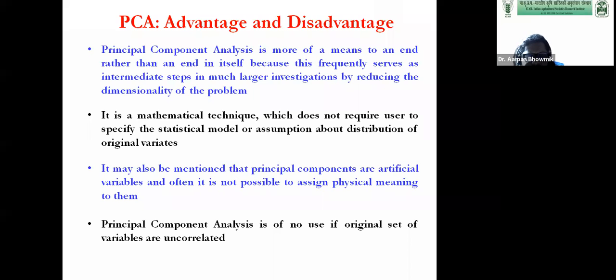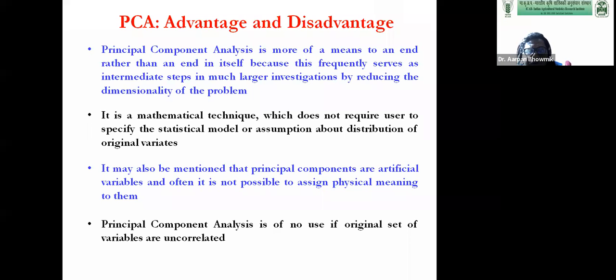So there are many variables which may be uncorrelated with each other. In your data set, if the original variables are uncorrelated, then there is no means for carrying out principal component analysis, because principal component analysis will make the original data into an uncorrelated data structure. But if your original data itself is uncorrelated, then there is no meaning to carry out principal component analysis.